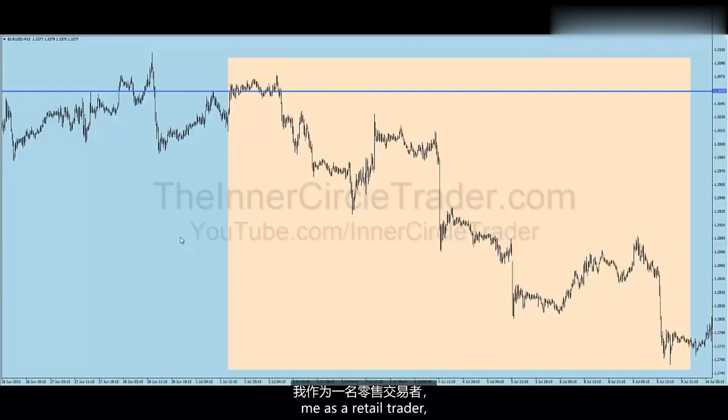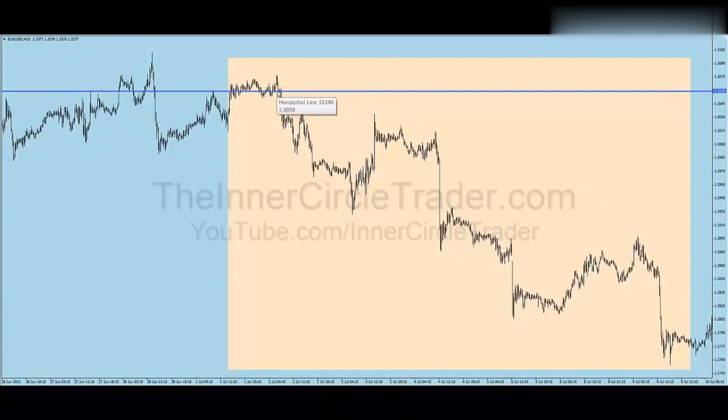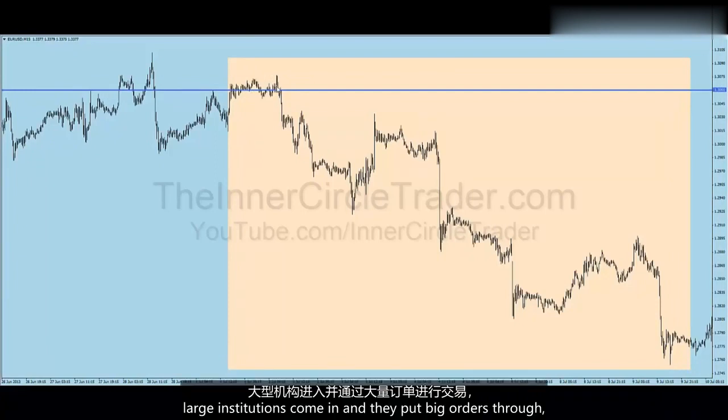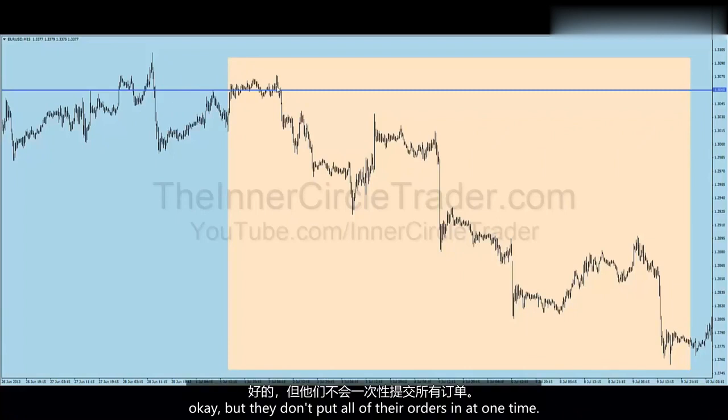You as a retail trader, me as a retail trader, I can't move the market. I have to rely on the entities that are large enough that their orders and their buying and selling pull price out of the current status that it's at right now. For instance, when price was trading around that 130.60 level in here, let me fix this level here. When it's trading here, large institutions come in and they put big orders through, okay? But they don't put all of their orders in at one time.